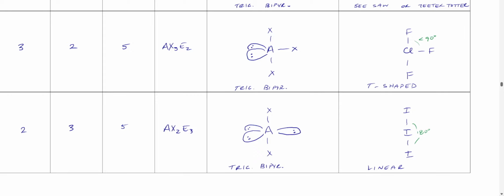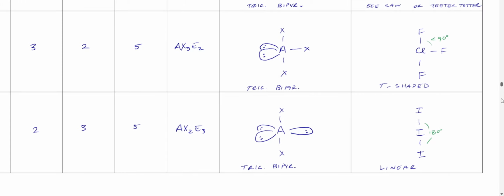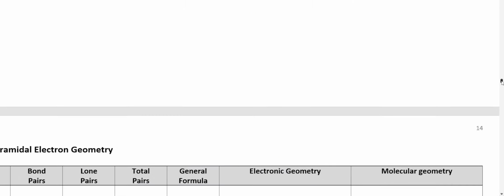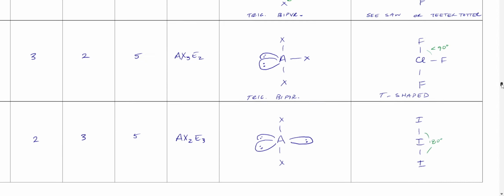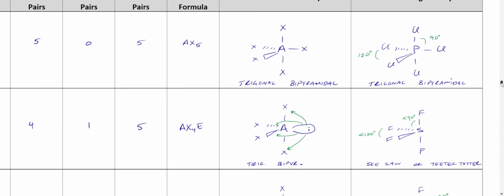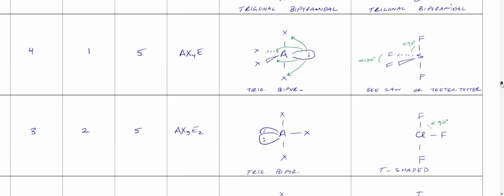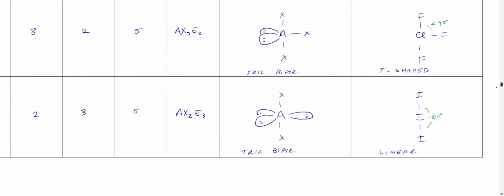So these molecules, as you can see, what they have in common is that they're all based on trigonal bipyramidal electron geometry, but their molecular geometry will change based on the number of lone pairs that we input into the molecule. So the next video that we're going to take a look at is families of molecules with an octahedral electron geometry base.